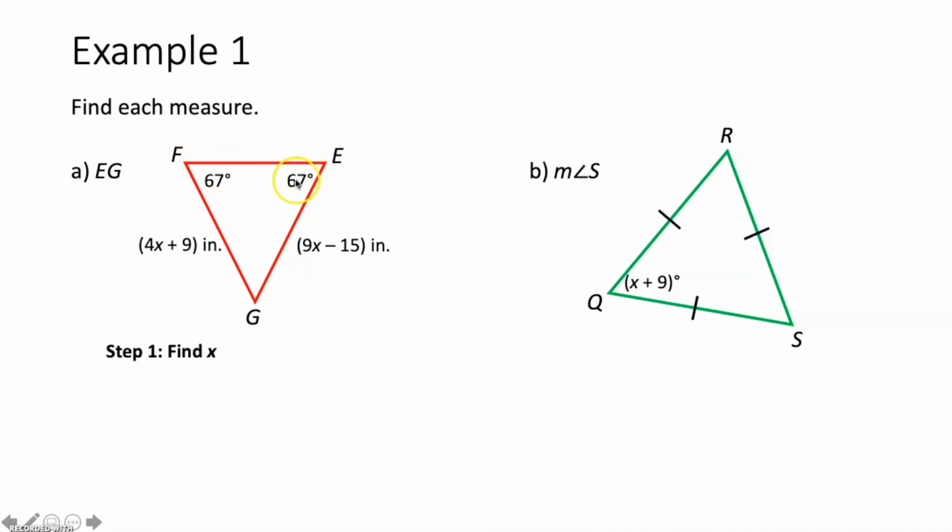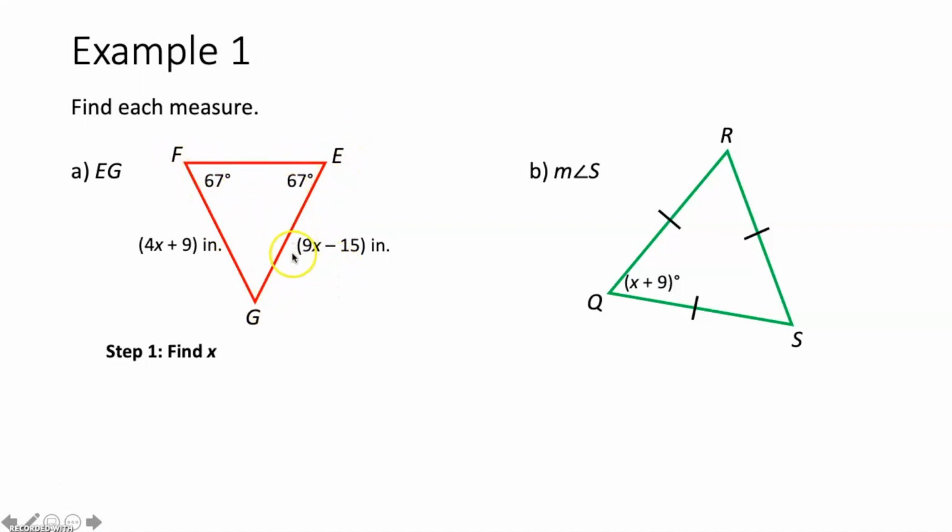They have the same measure. Therefore, because I have two congruent angles, I know that the sides opposite them must also be congruent by the converse of the isosceles triangle theorem. So I could say that since angle F and angle E are congruent, segment FG must be congruent to segment EG.